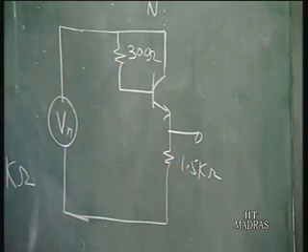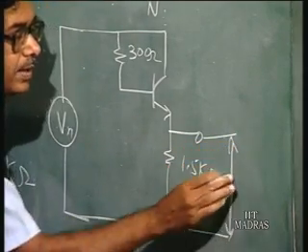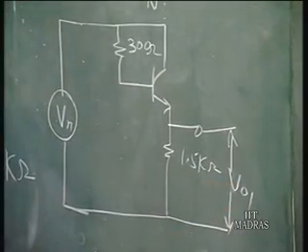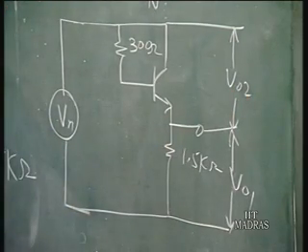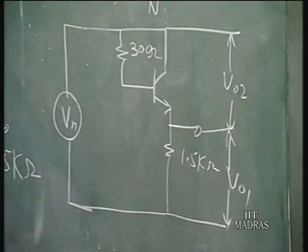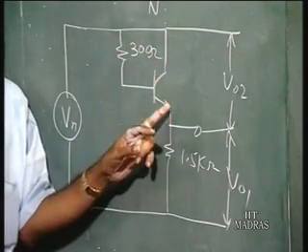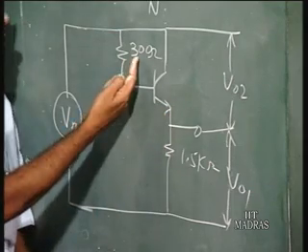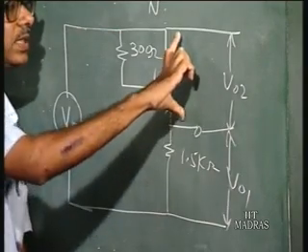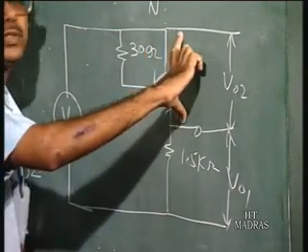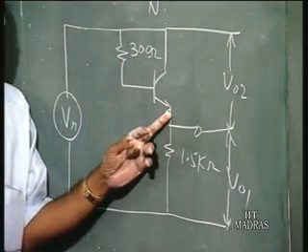Now, there are two options. Either you take the output voltage across this, let us call it VO1, or you take the output voltage across this, VO2. Now, what is the effective resistance seen from this point? This is going to be this 300 ohms divided by beta. So, this effective resistance across these 2 points is 300 ohms divided by beta.